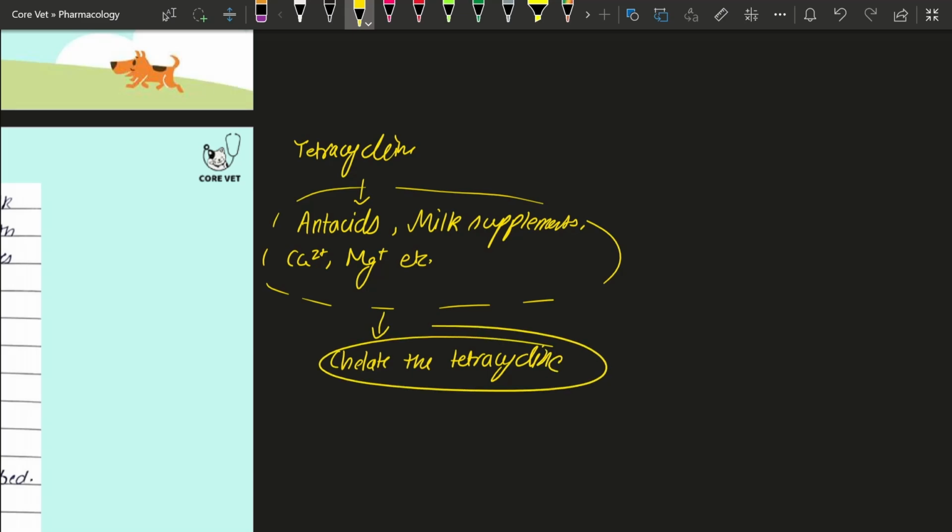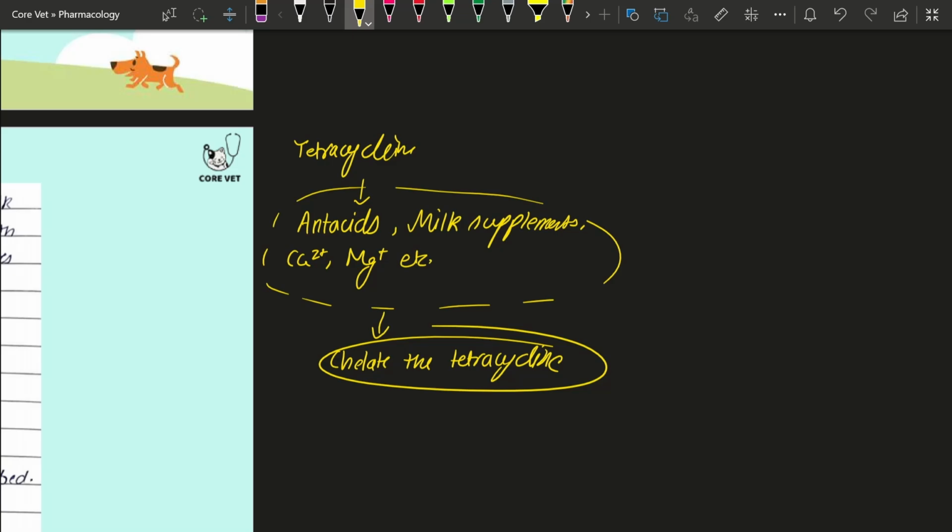If something is going to chelate the compound which is destined to treat a patient, obviously you are aiming that this compound is going to treat that patient. But if you are giving the tetracycline with antacids, milk supplements, or calcium and magnesium ion supplements, etc., then what will it lead to? It will lead to the chelation of the tetracycline. So if there is chelation of the tetracycline, it won't be as effective as you want, so the desired result from the tetracycline can't be obtained.